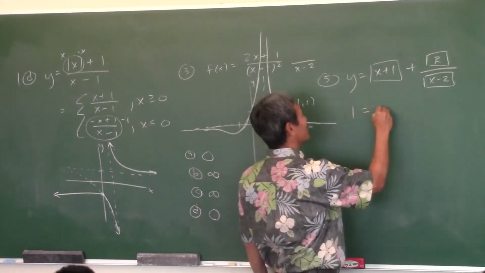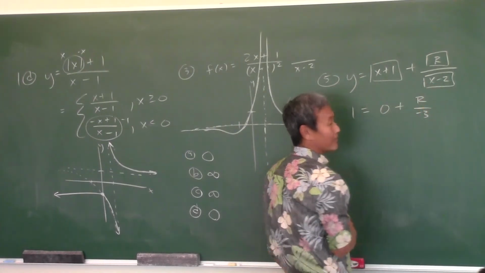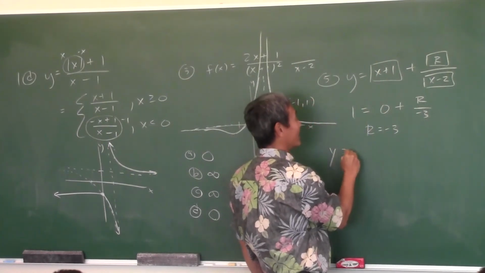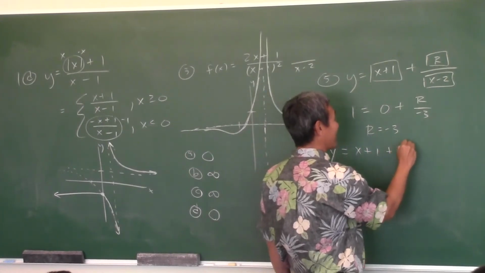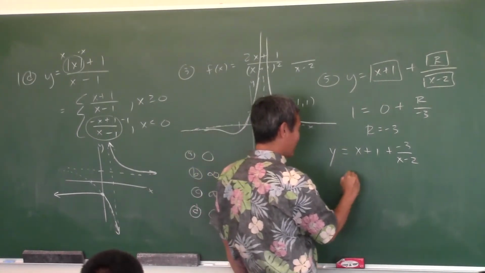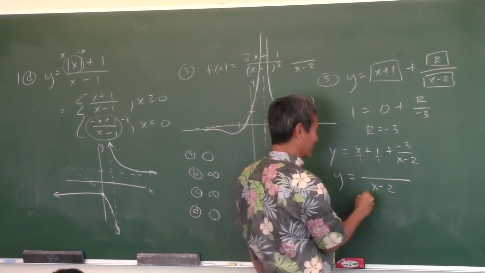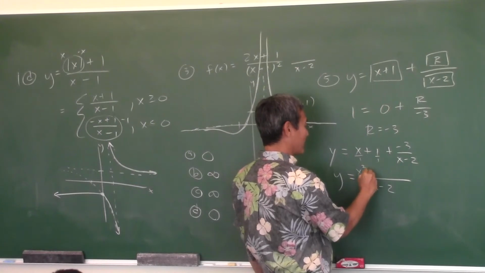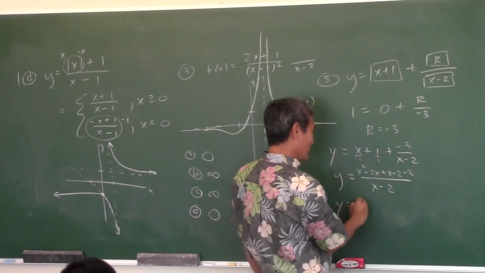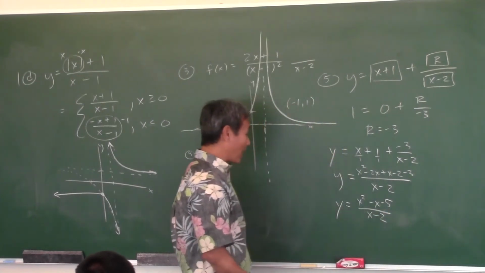So 1 equals negative 1 plus 1 is 0, plus the remainder over negative 1 minus 2 is negative 3. Can I figure out what r is? Yeah, r equals negative 3. So that means the equation was y equal x plus 1 plus negative 3 over x minus 2. And then of course, we simplify, we make a least common denominator, which is x minus 2. So what goes on the top? This is like over 1 and over 1. x squared minus 2x plus x minus 2 minus 3, which simplifies to x squared minus x minus 5 over x minus 2. Yeah, but Mr. Park, that's not the answer.